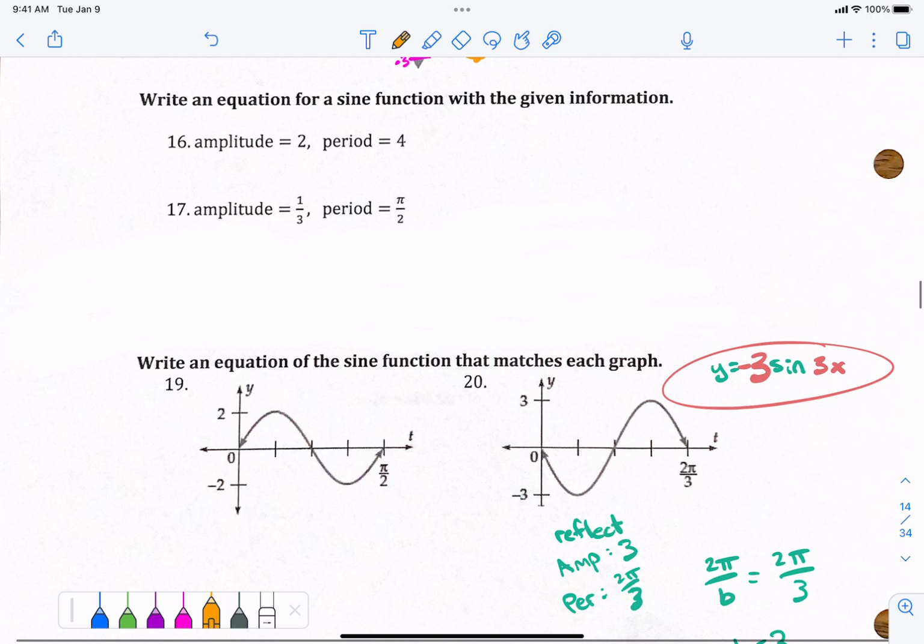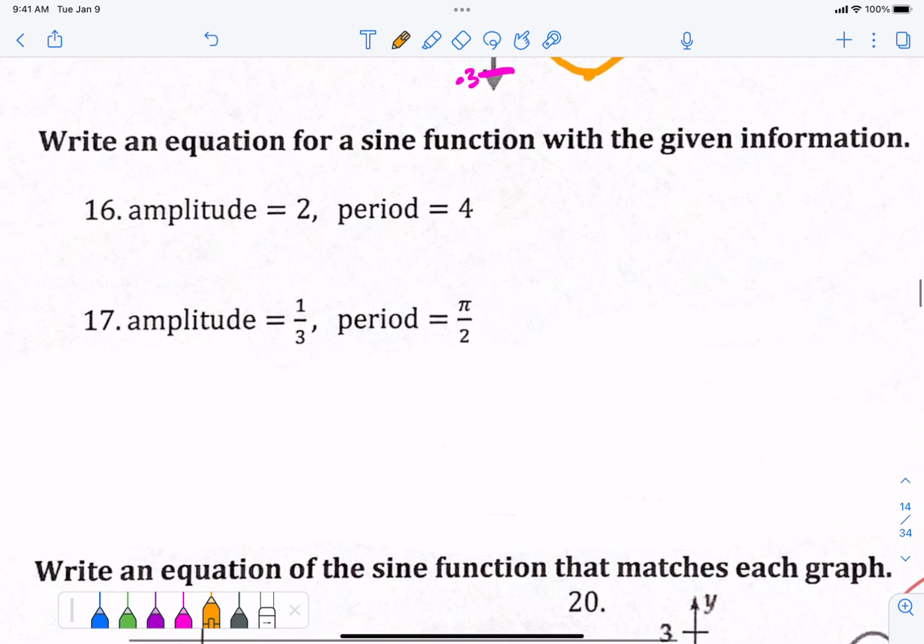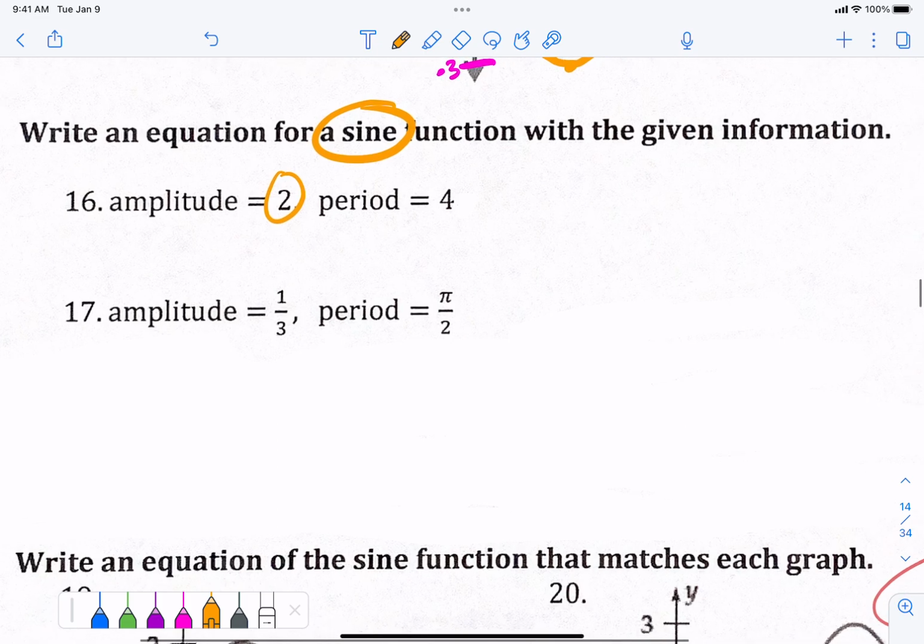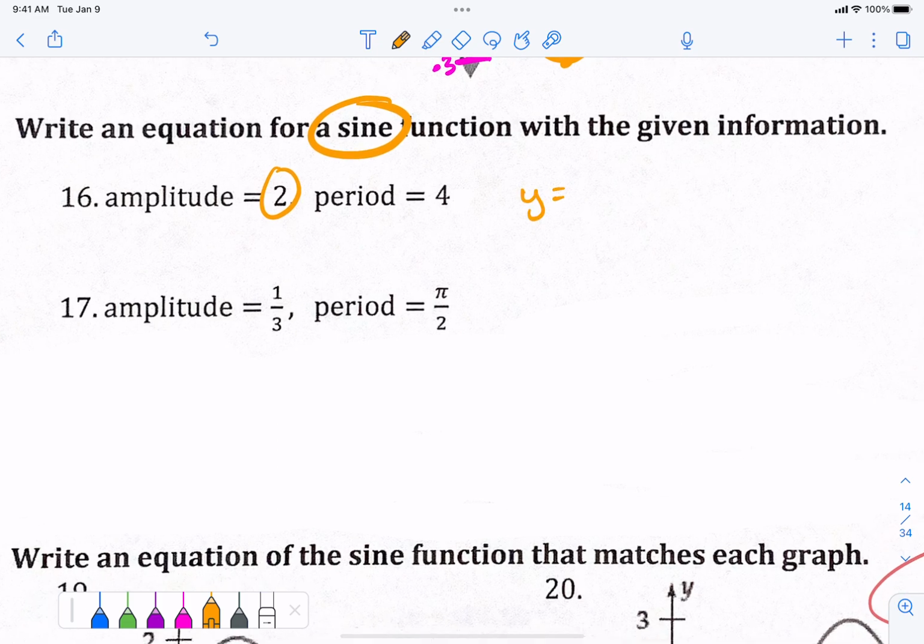Keep going? 16? Yeah. Okay, 16. Write an equation for a sine function with the given information. All right, they want the amplitude to be 2. I know that that goes in front. That's the easy part. Sine.